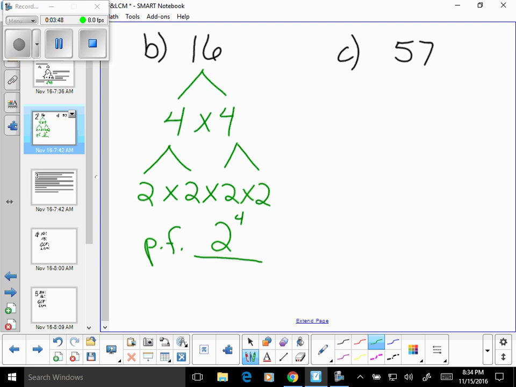57. Oh, remember back to lesson 4.1a? This is one of the numbers that a lot of people like to tell me is a prime number, but it's not.